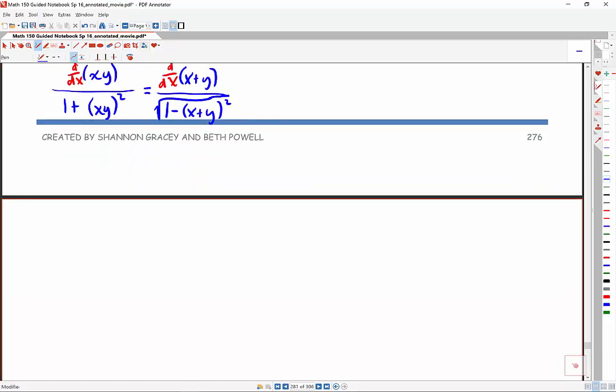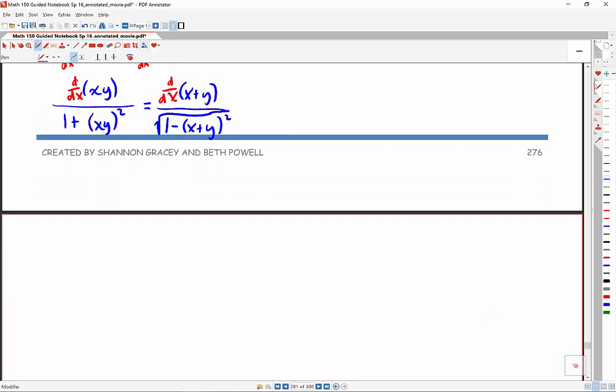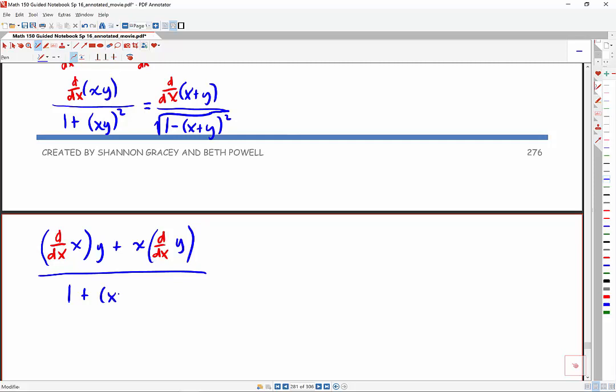All right, we'll do the derivatives first. So we're going to end up with d/dx of x, so now we're using the product rule, right, times y plus x times d/dx of y, all over 1 plus xy, the quantity squared. That's going to be equal to d/dx of x plus d/dx of y.